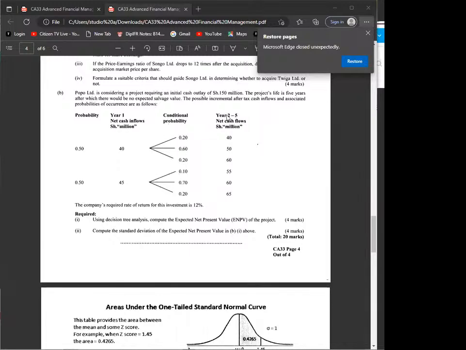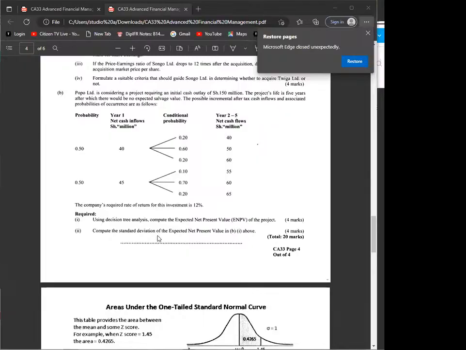But now check out this. They gave us from year 2 to year 5, and they were able to throw most of the students under the bus, simply because of a very simple thing, year 2 to year 5. The company's required rate of return for this investment is 12%. Using decision tree analysis, compute the expected net present value of the project.